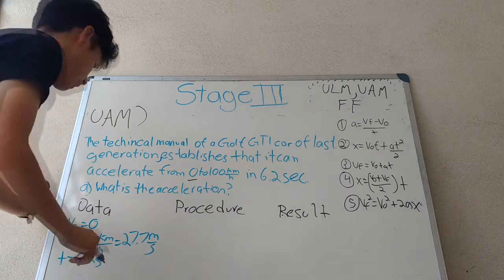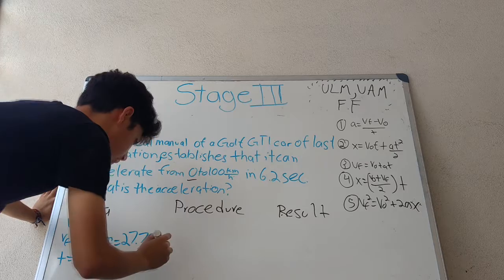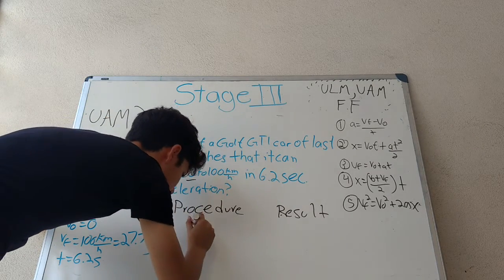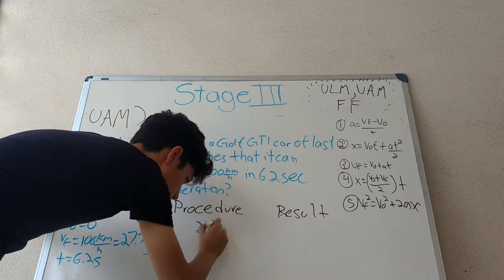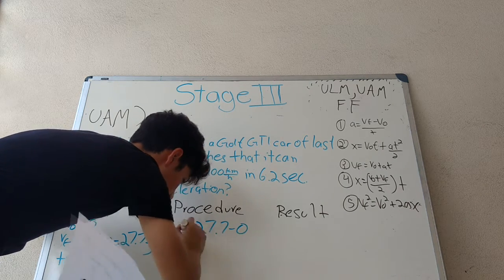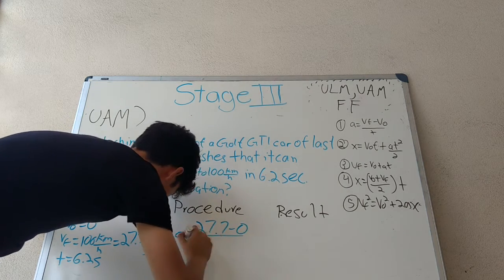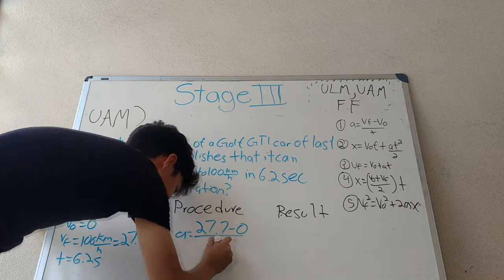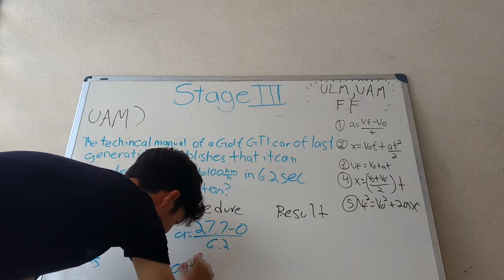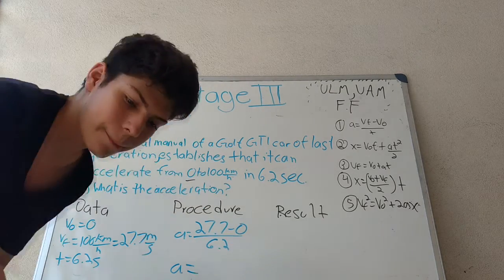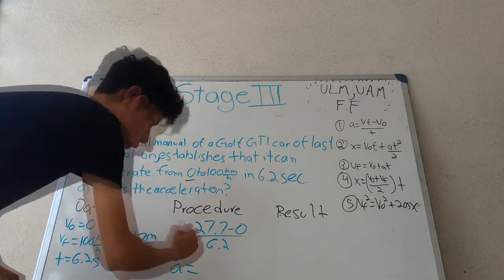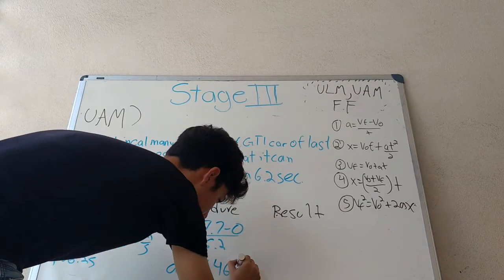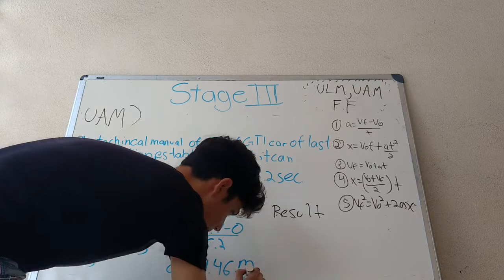Now that we have the final velocity in meters per second, we just have to use the first formula. It's 27.7 minus 0, acceleration, divided by time, which is 6.2. Then we have the acceleration, it's equal to 4.46 meters per second squared.